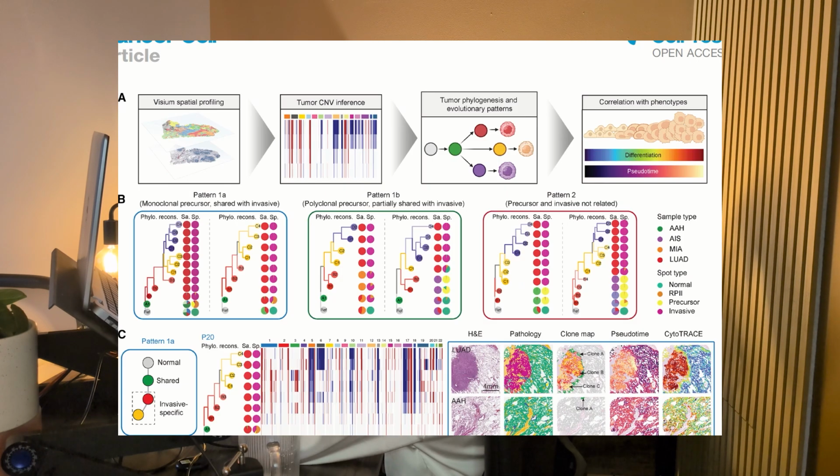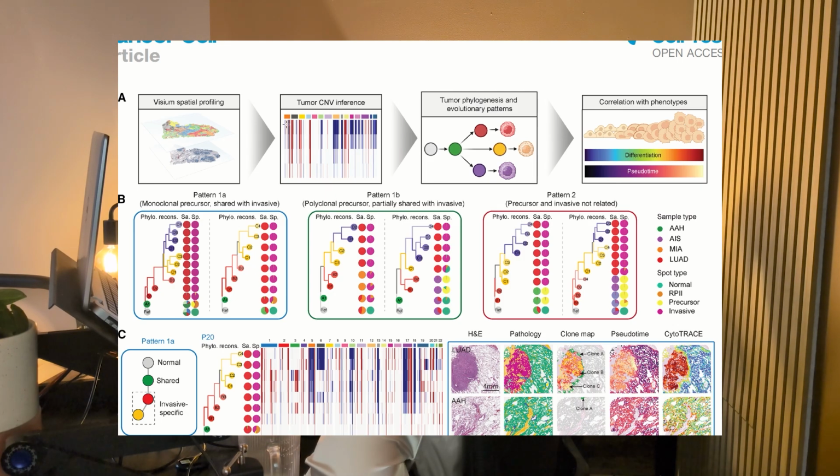Figure 2 is another thing of beauty. This is where the paper really stretches beyond descriptive spatial maps and moves into evolutionary reconstruction. This is one of the most exciting parts of the study, using spatial transcriptomics to infer copy number alterations and rebuild the clonal trajectories that link precursor lesions to invasive lung adenocarcinoma.